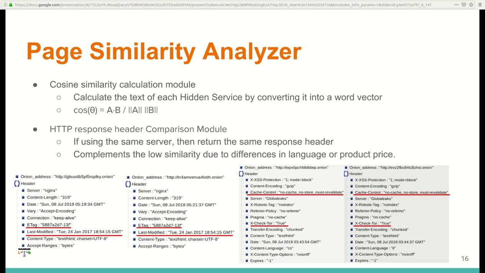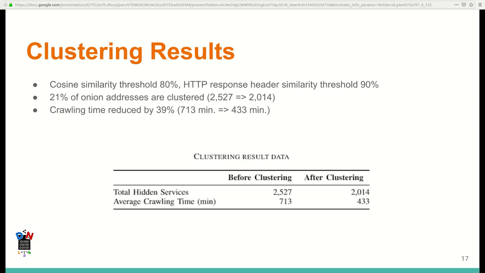The following figure shows the HTTP response headers returned by hidden services with different addresses. The format of the HTTP response header differs for each server, and you can see several headers of the same type. We can guess that some hidden services are running on the same server. This module complements low cosine similarity due to multilingual service and product price differences.